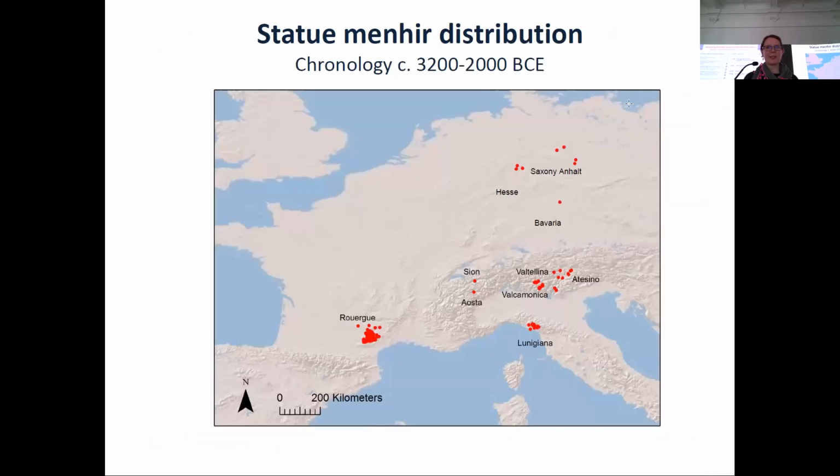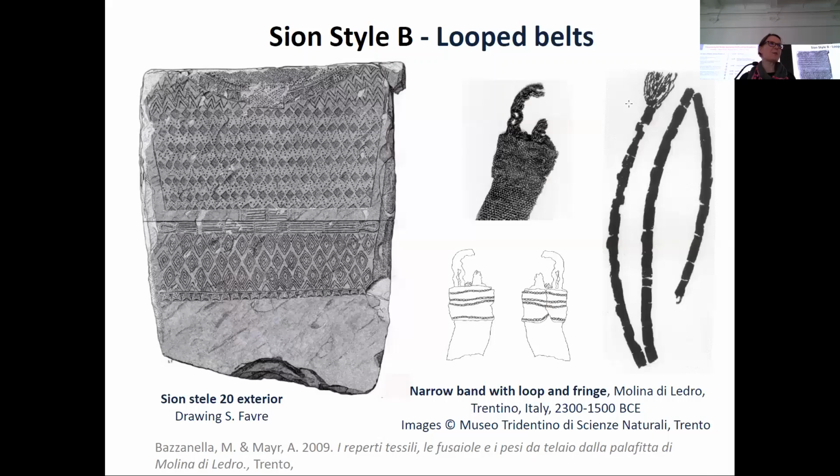So now I want to take us back further to the west and later in time to the period of the Beaker. As we've already heard, the statue menhirs of this period have these distinctive small geometric motifs, very much like also the statue menhirs at the site of Aosta in northern Italy. And the same features find very close parallels from the early Bronze Age site of Molina de Ledro, again in Trentino in northern Italy to the east.